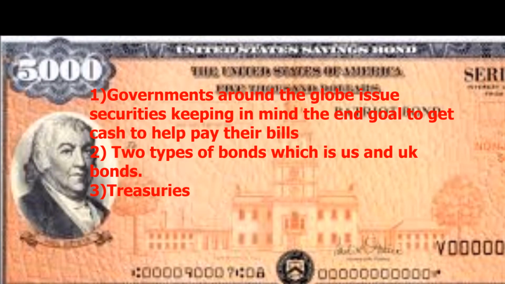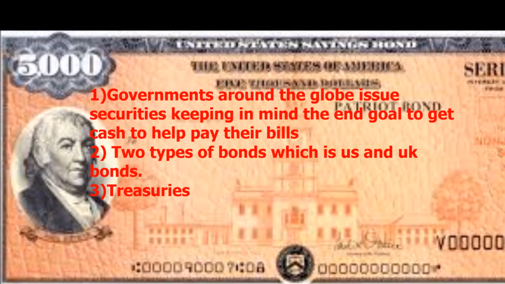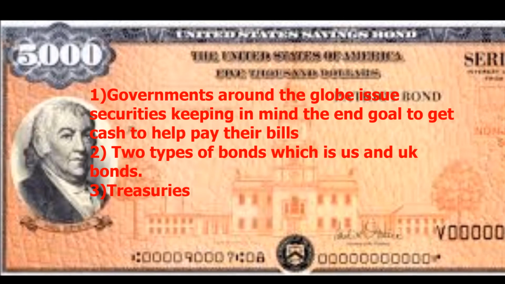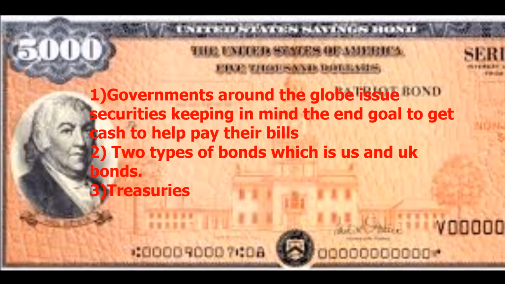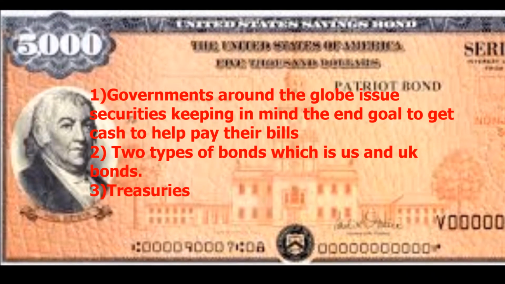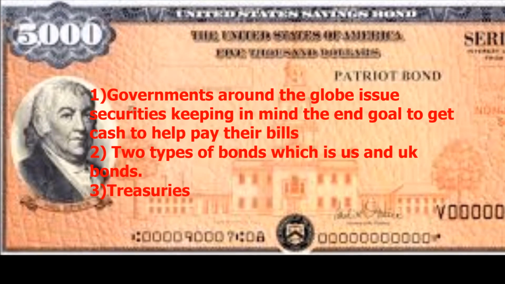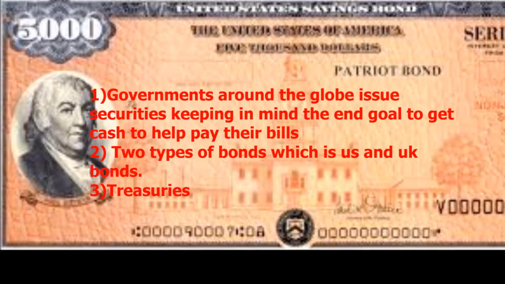In the simplest terms, governments around the globe issue securities, keeping in mind the end goal to get cash to help pay their bills, which is known as government bonds. There are two types of bonds, which are US and UK bonds. Mainly we would like to talk about US bonds. US bonds are also called treasuries.